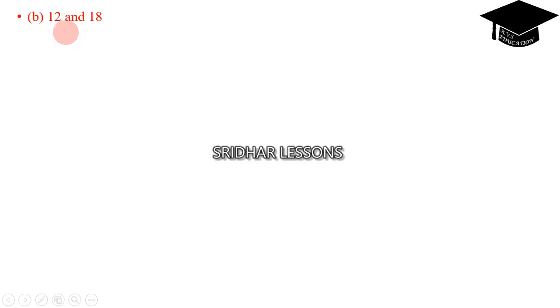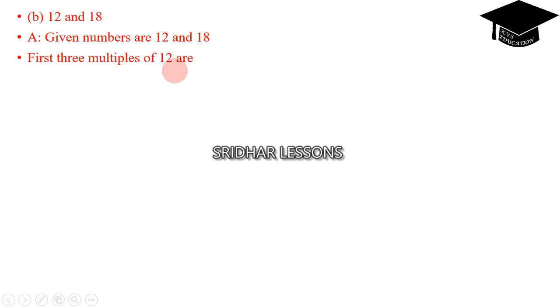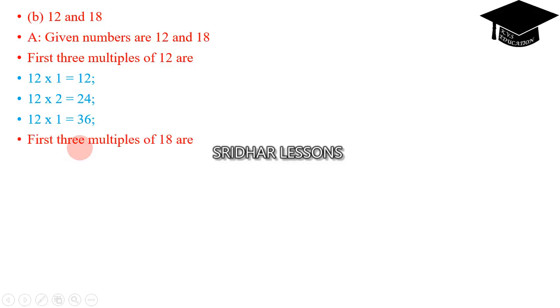Next, the common first three multiples of 12 and 18. The given numbers are 12 and 18. First three multiples of 12 are 12 into 1, 12, 12 into 2, 24, 12 into 3, sorry, this is a typing mistake, 12 into 3, 36. The first three multiples of 18 are 18 into 1, 18, 18 into 2, 36, 18 into 3, 54.